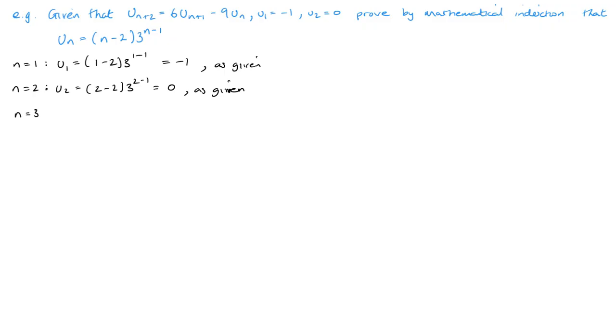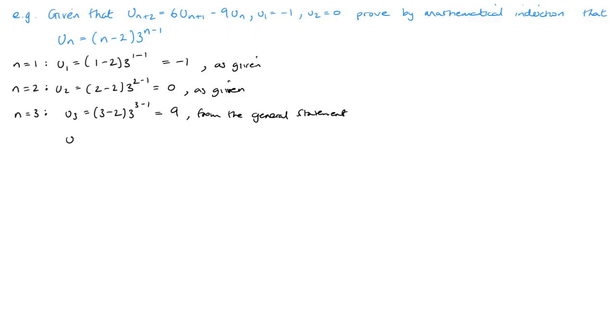Now we move on to n equals 3. So that one extra one. And first we do the general term. So 3 minus 2 times by 3 to the power 3 minus 1. So 3 minus 2 is 1 times by 3 to the power 2, which is 9. So u3 is equal to 9, and this is from the general statement.